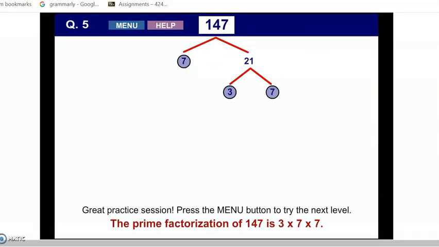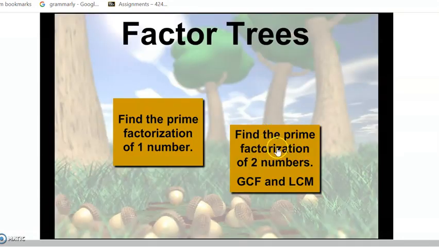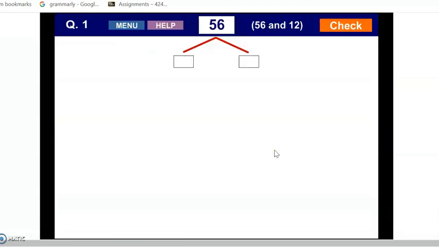You go through 5 practice problems. When you finish that, once you get through 5 problems, you're going to get this option to press the menu button to try the next level. So here we'll go to the menu button, and now maybe I'm going to try this, find the prime factorization of 2 numbers. Okay, so here we have 56 and 12.